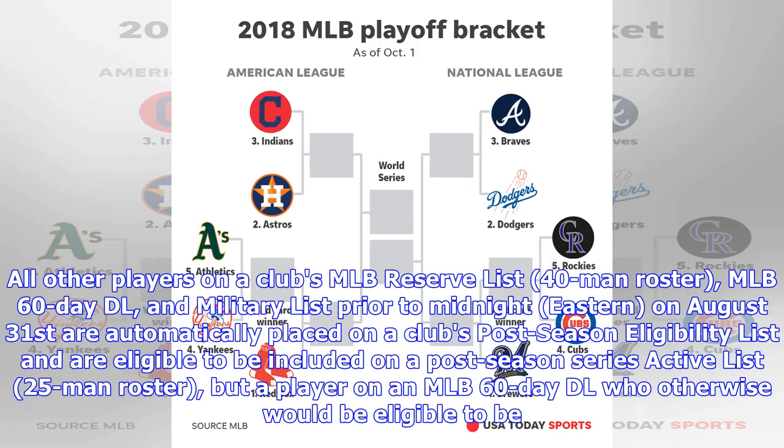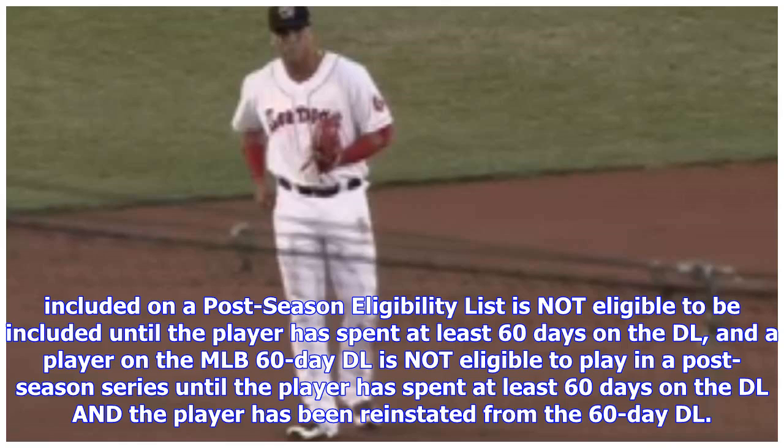3. All other players on a club's MLB reserve list, 40-man roster, MLB 60-day DL, and military list prior to midnight Eastern on August 31st are automatically placed on a club's postseason eligibility list and are eligible to be included on a postseason series active list, 25-man roster. But a player on the MLB 60-day DL who otherwise would be eligible is not eligible to be included until the player has spent at least 60 days on the DL, and is not eligible to play in a postseason series until the player has spent at least 60 days on the DL and has been reinstated from the 60-day DL.